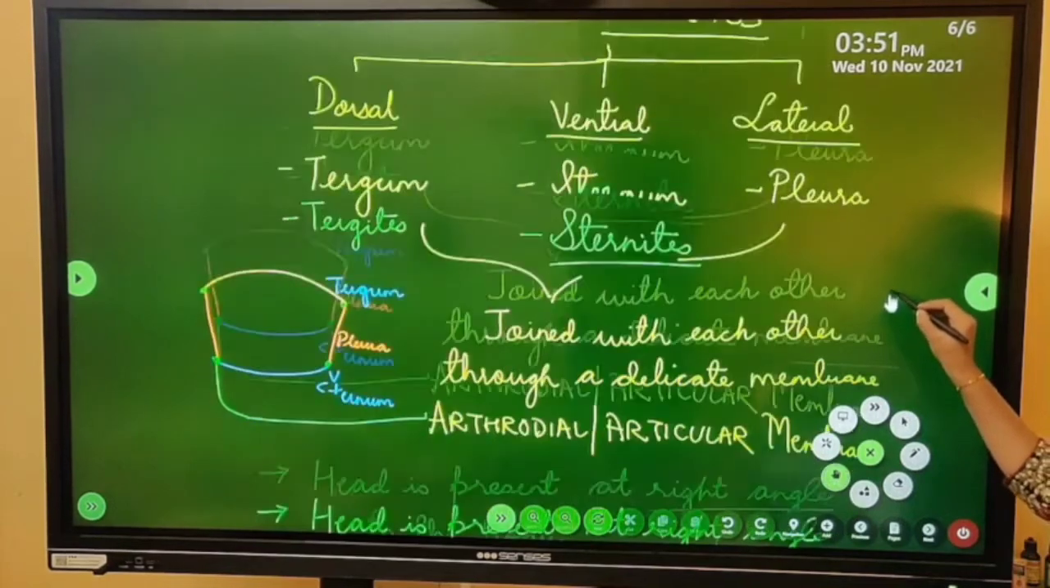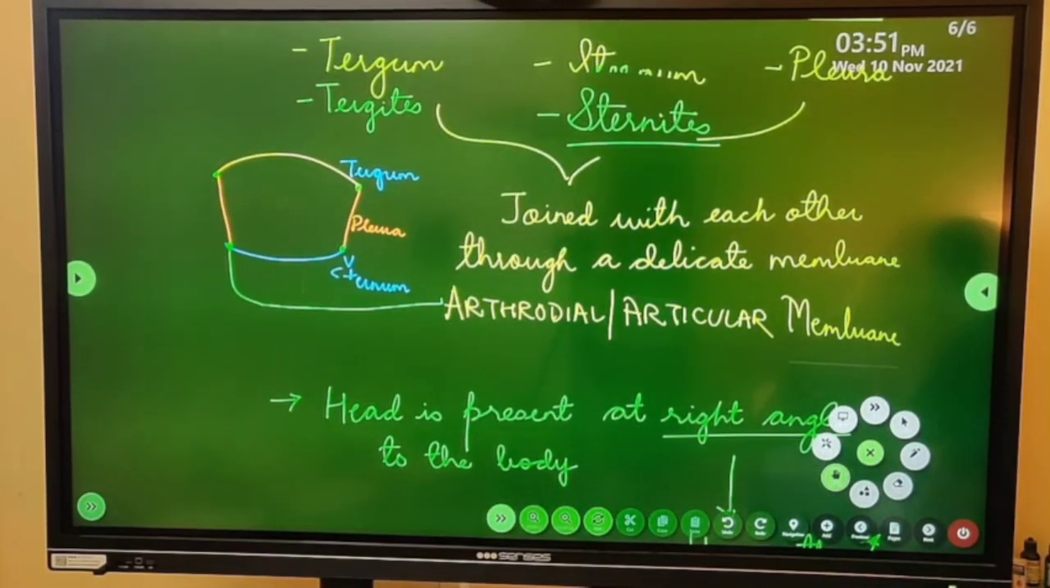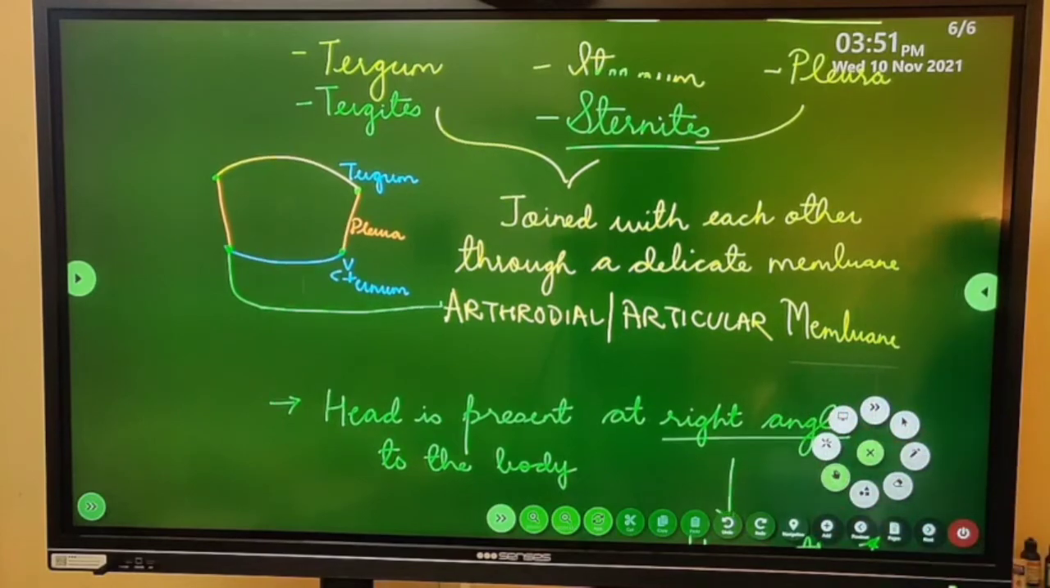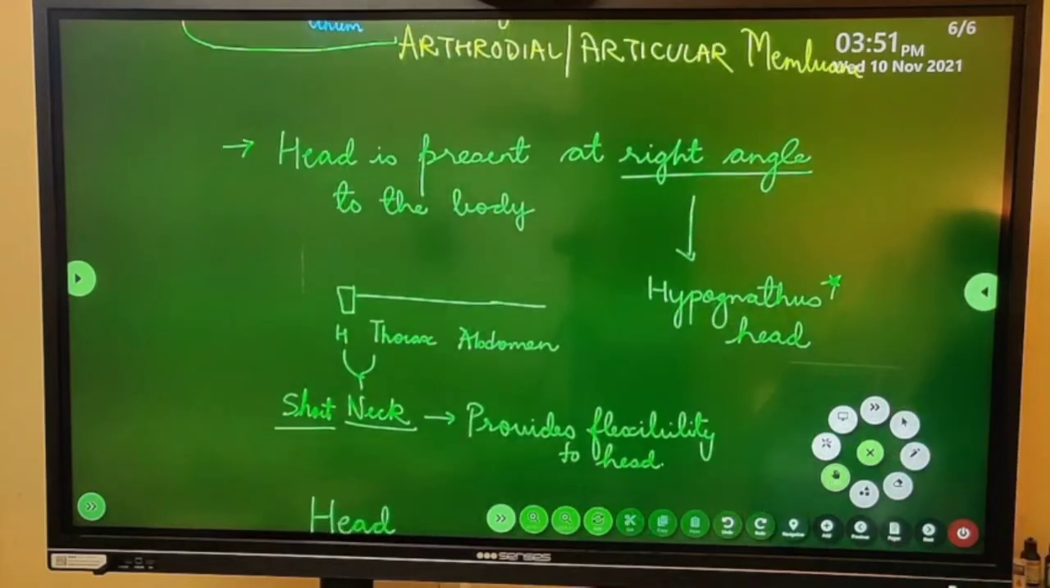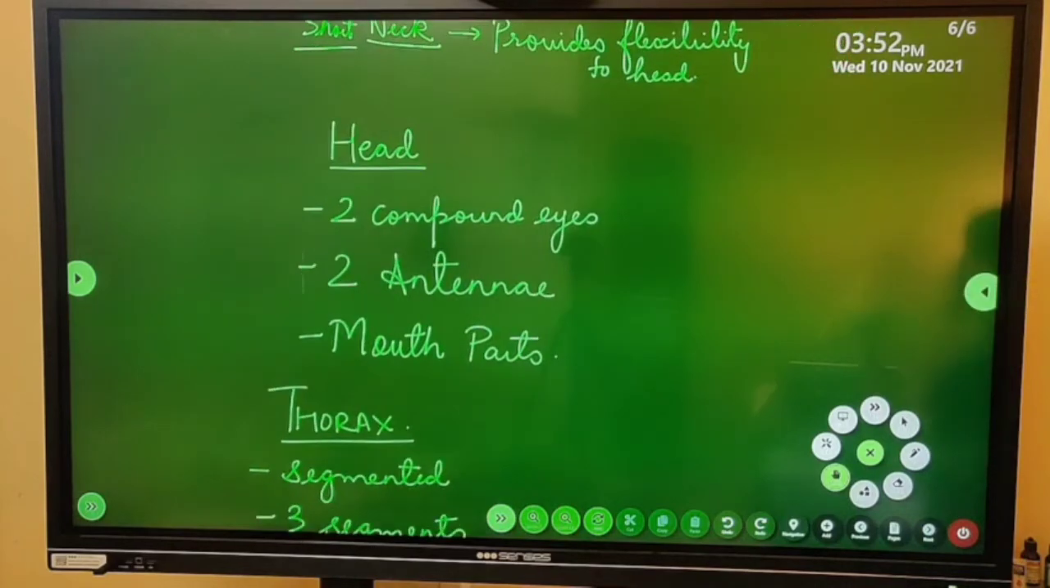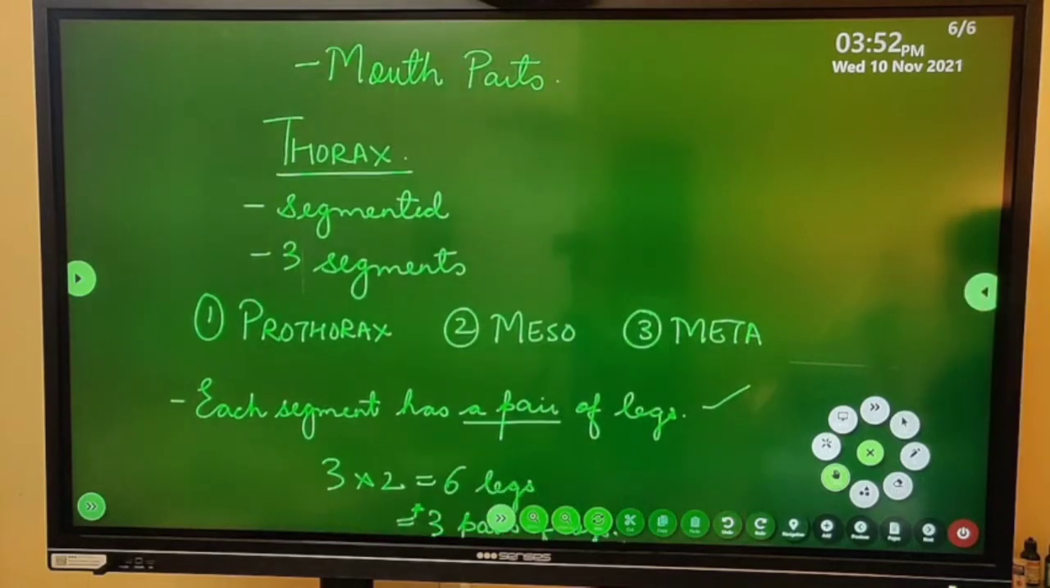Then we also saw कि ये सब pieces एक दूसरे के साथ joint रहते हैं. So tergum, sternum, pleura एक दूसरे के साथ joint रहेंगे by the arthrodial membrane or the articular membrane. MCQ. Head is present at right angles to the body. ऐसे head को बोलते हैं hypognathous head. Short neck present रहेगा जो prothorax का ही extension रहेगा, which will help in flexibility. Head is going to have two compound eyes, two antennae and the mouth part. Thorax region is again segmented. Three segments will be present: prothorax, mesothorax, metathorax. Each segment has a pair of legs.